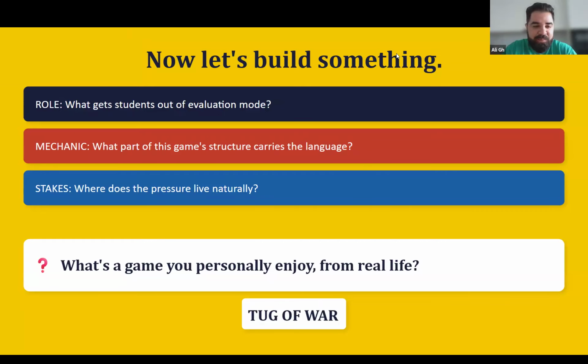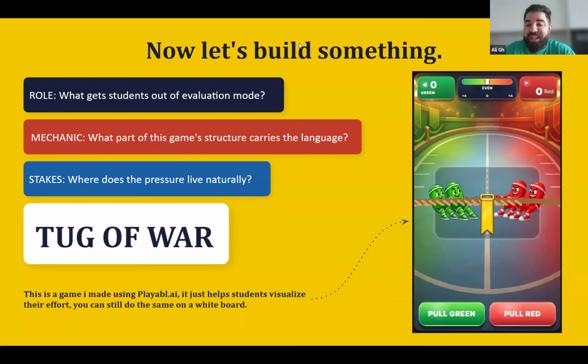There's an AI I found called playable.ai. It helps students visualize these things. As you can see, I explained my idea to the AI, and the AI created this for me. All it needs is that every time a student on the left side says something correctly, I click on pull green, and this moves to the left. Every time students on the red side do it, it goes to the right.